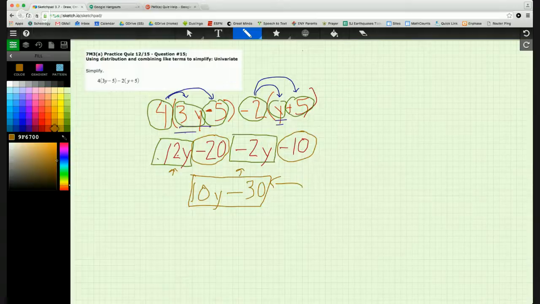Very good. So I just wanted to do a few more problems for you, and give you just another chance to kind of absorb the information. That's 7M3A, and that's the last of the work that we're going to be doing before we bust into 7M3B here in 2015.